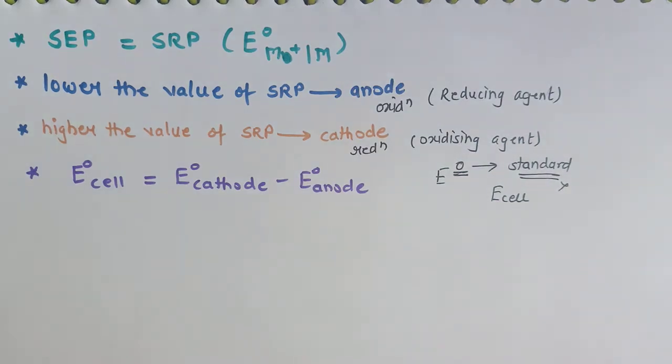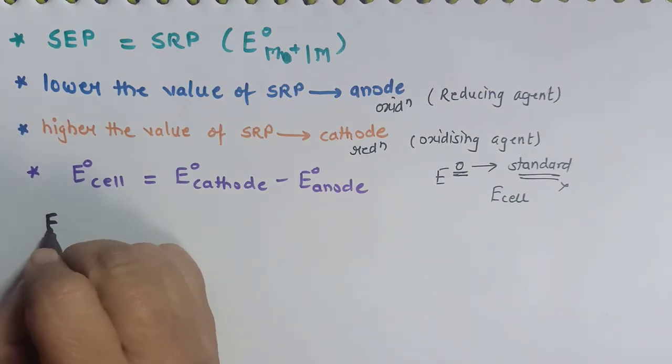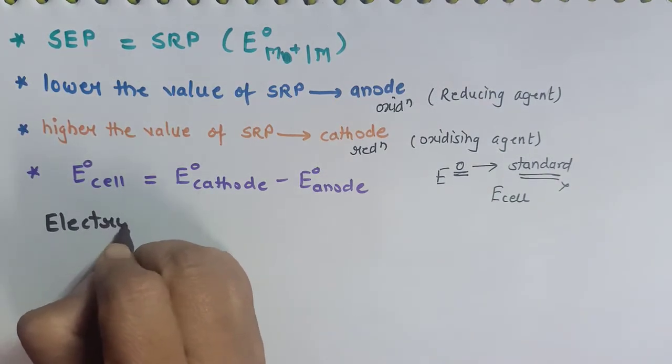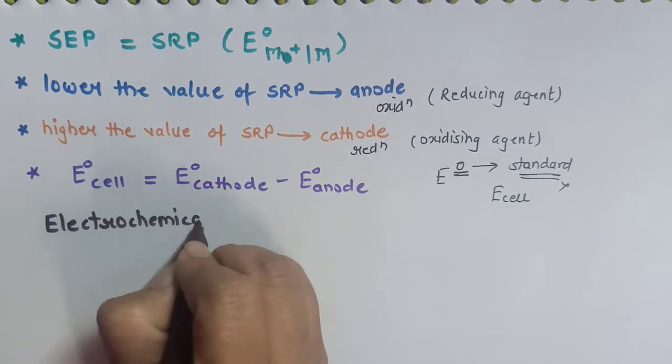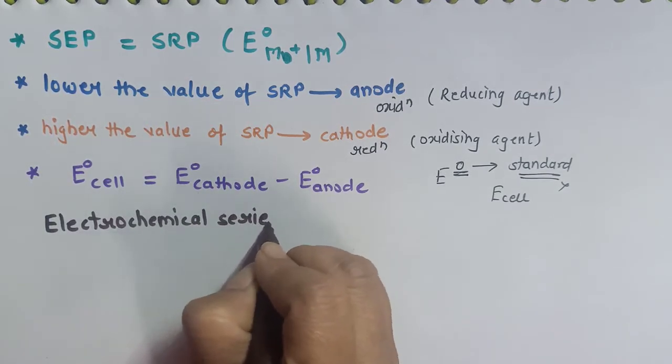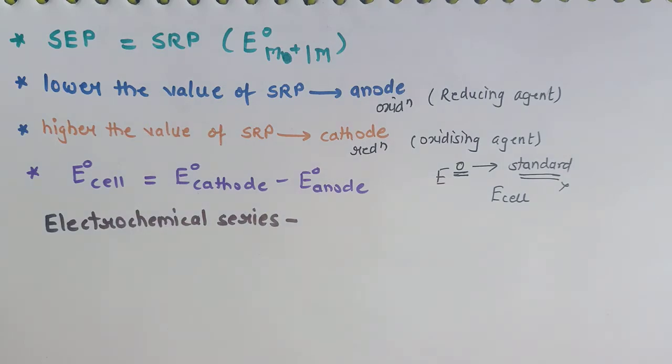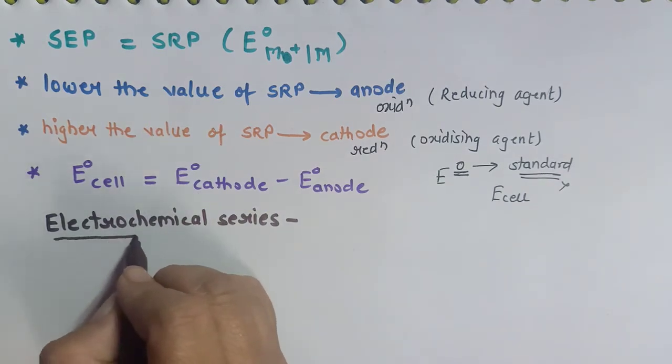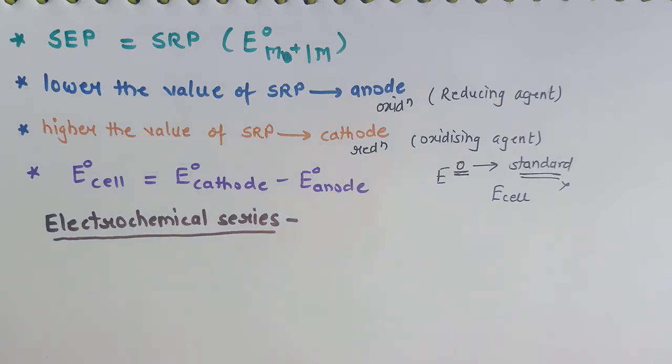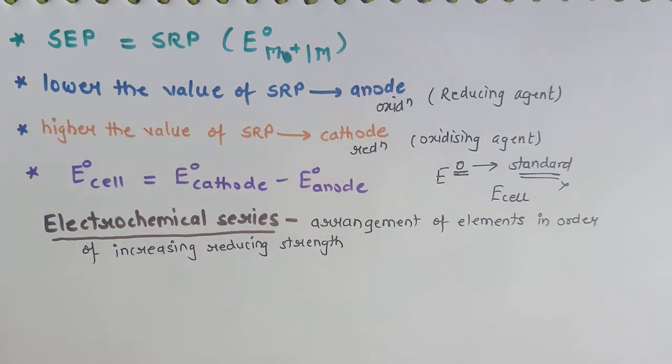Now, based on the standard electrode potential of various elements, they are arranged in one particular series, and that is what we call the electrochemical series. In 10th class, you have studied this under the heading reactivity series. It is one and the same thing. So, in the electrochemical series, we are arranging the various elements with respect to their standard reduction potential. So, what do you mean by electrochemical series? It is the arrangement of elements in order of increasing reducing strength.